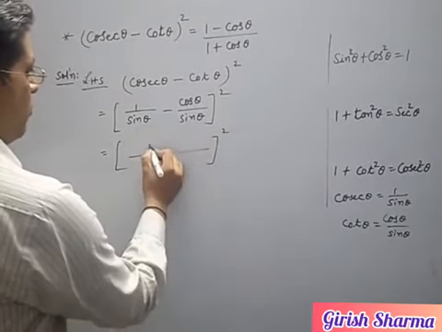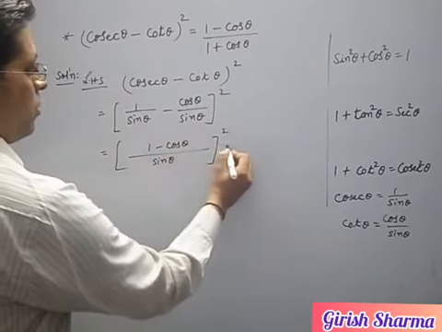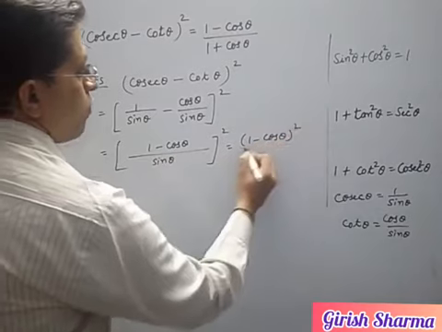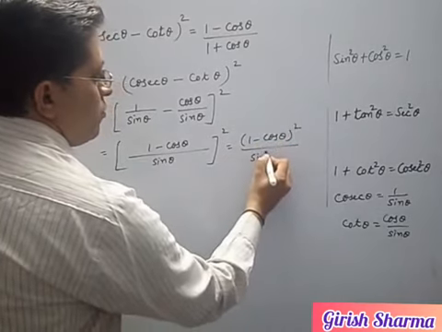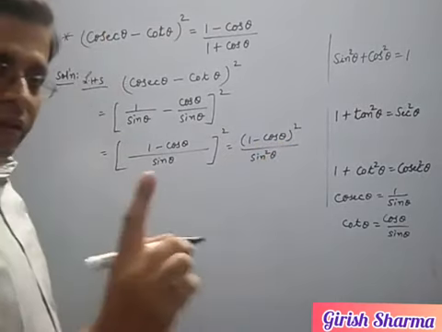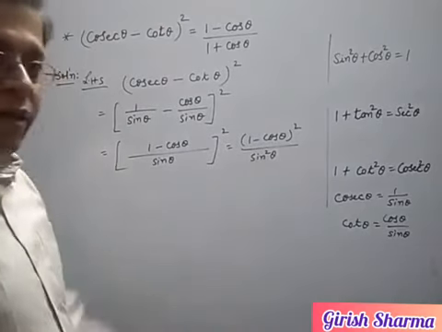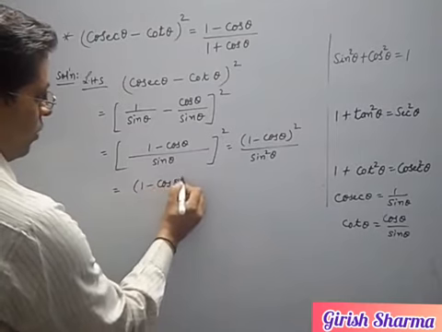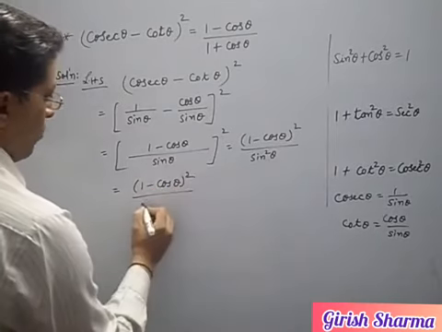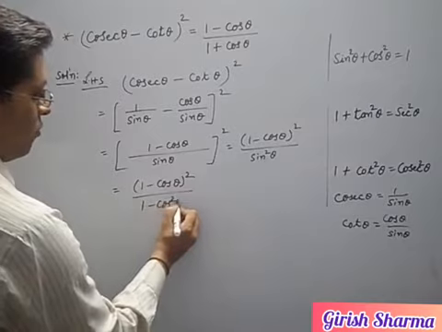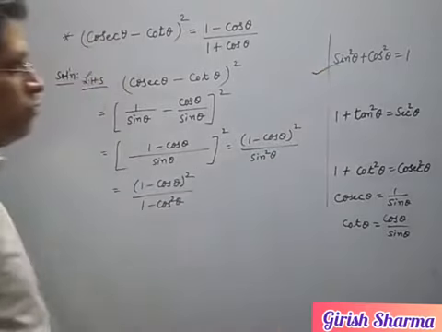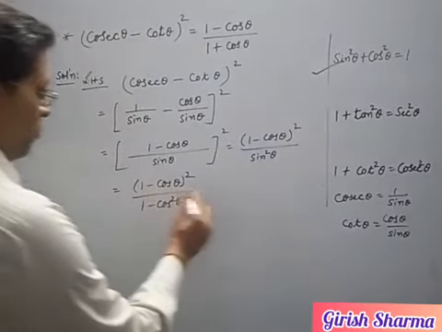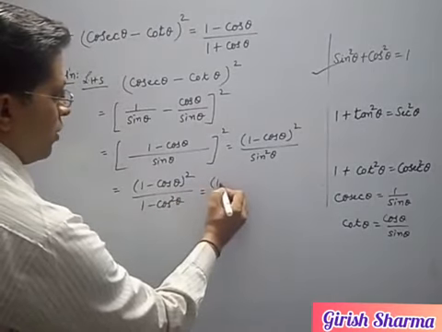But here is 1 minus cos theta. What can I write? See, 1 minus cos theta whole square, and here is sin square theta. Sin square theta I can write as 1 minus cos square theta by this formula. What is sin square theta? 1 minus cos square theta. See here, this is 1 minus cos theta 2 times.